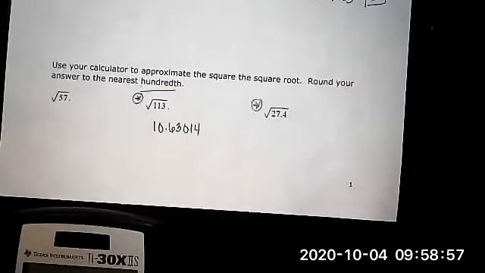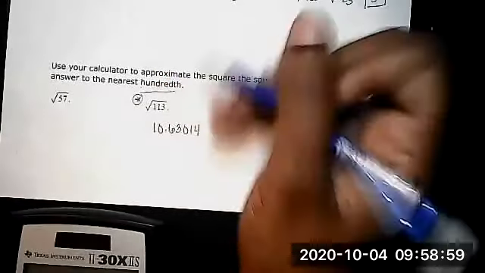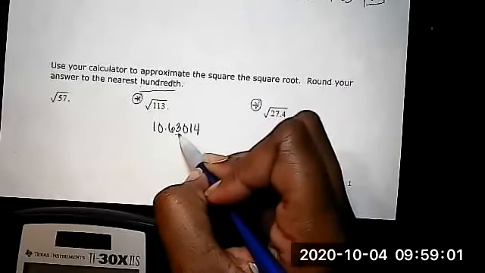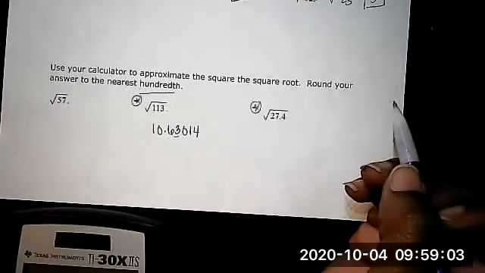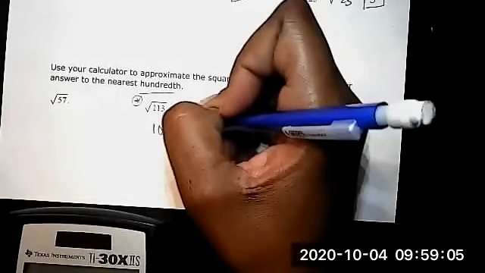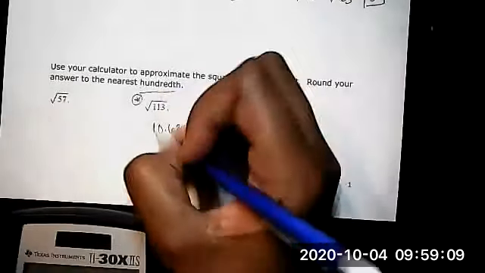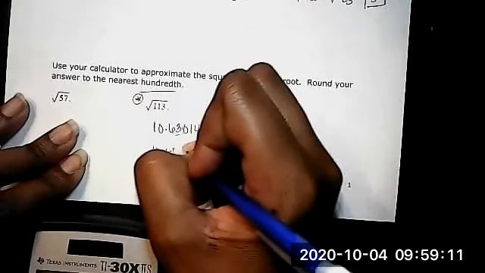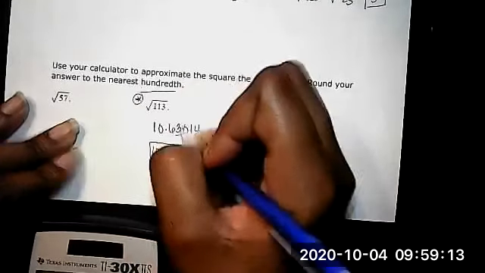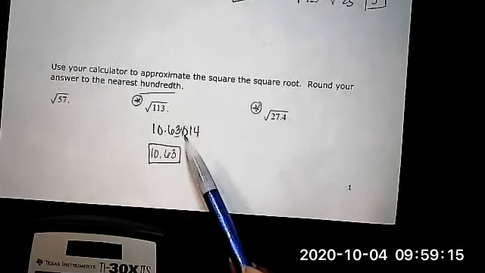10.63014, and so on. But it wants to round to the nearest hundredth. That is 2 places after your decimal, so this is your hundredth place. You're looking at this third number. It's a 0, so if it's 5 or more, it'll make that go up, but it's not. So your answer would be 10.63. We've not moved that 3 up because of that third number.